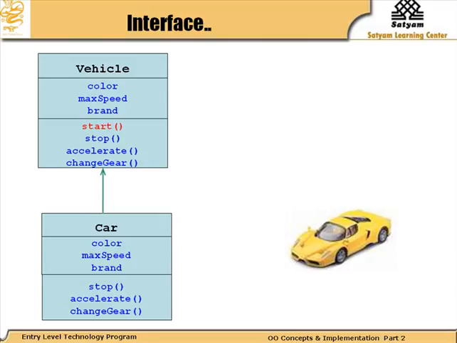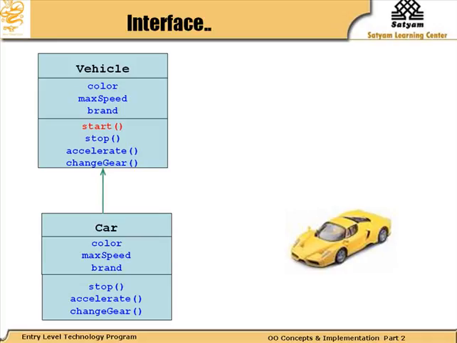Let's consider vehicle to be a fully implemented or a concrete class. In such a case, the subclass car can decide on what methods to be overridden. However, an abstract class can force the subclass to implement the abstract methods in the base class.